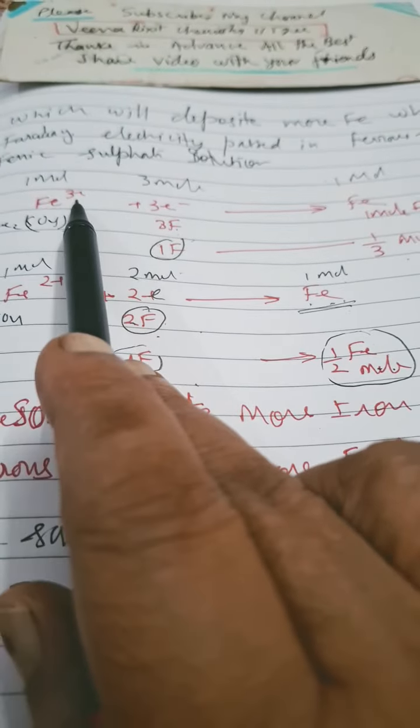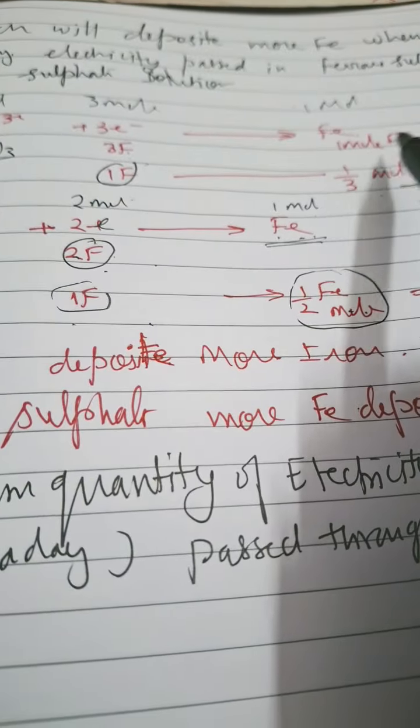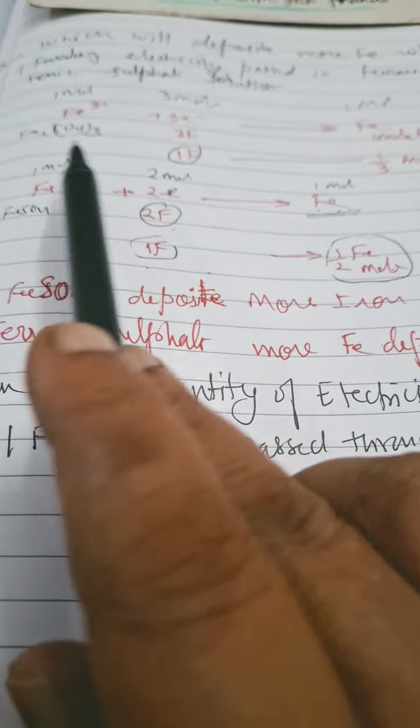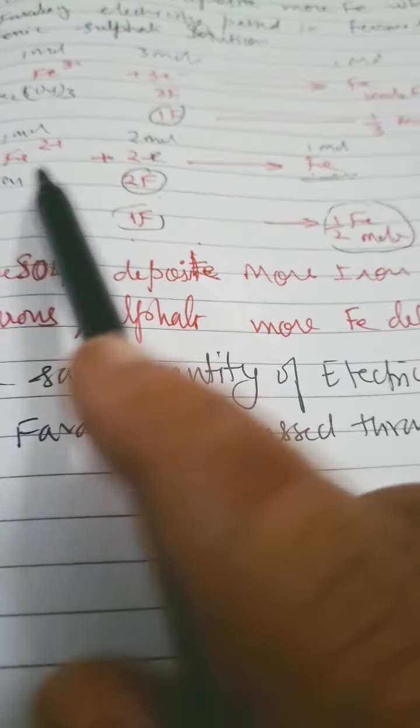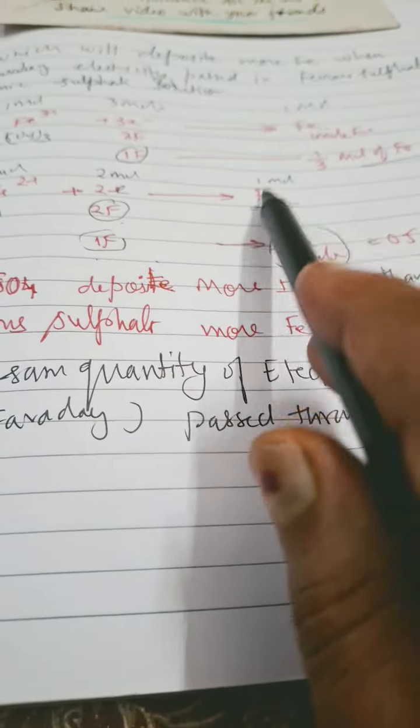From 1 mole of Fe3+, that is ferric sulfate solution, to deposit 1 mole of Fe, and 1 mole of Fe2+, that is 1 mole of FeSO4 solution, will require 2 Faraday of electricity to deposit 1 mole of iron. So this is a simple way.